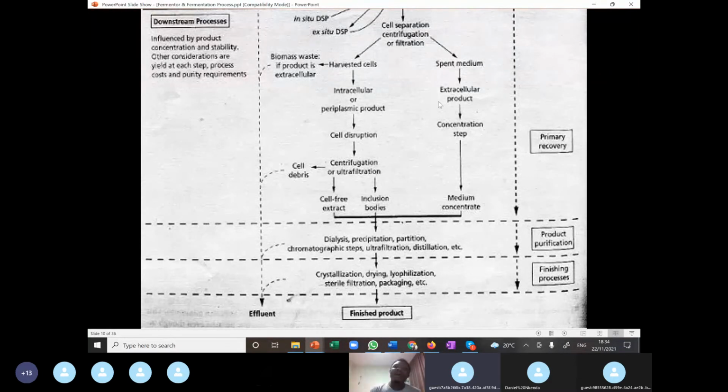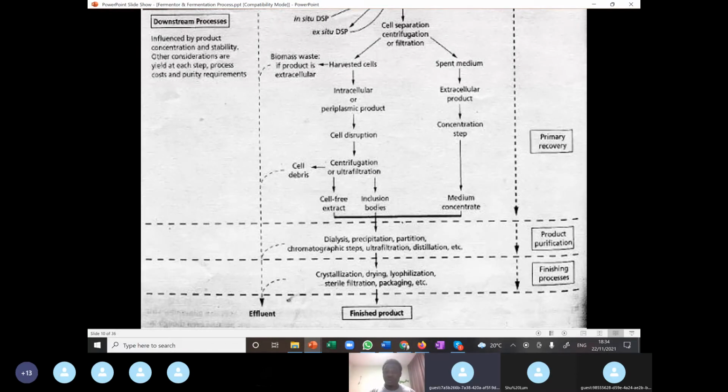On the other hand, if our end product was extracellular, the first thing we need to do is what? Separate biomass from the spent medium. And second, we extract the end product from the spent medium by concentration techniques. After extracting the end product through concentration techniques, it will now be ready for what? Product purification. We'll go to the secondary stage now. In this product purification stage, depending on the end products, I mean the solubility, now we're no longer looking at whether it was external or internal, extracellular or intracellular.